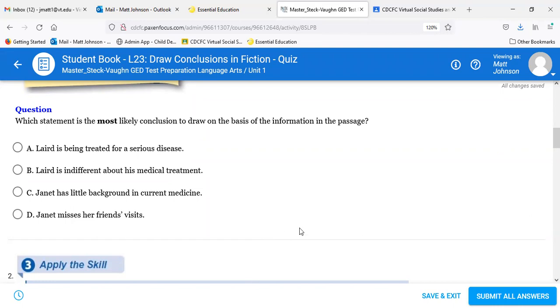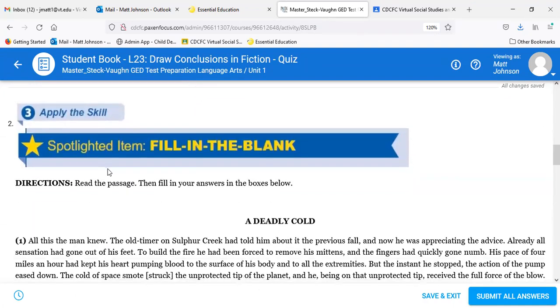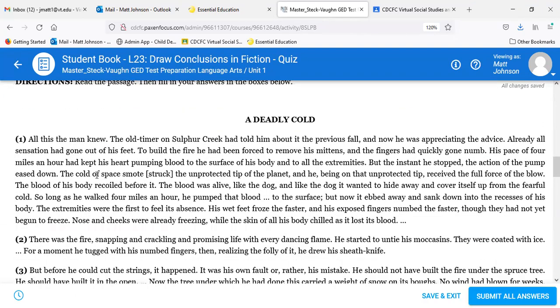And then A. Yeah, we could definitely assume, right? We can make that conclusion from what we've read that he must be treated for a serious illness. He's suffering from something. Okay, and number 2, it's going to be some fill in the blanks here. And I just want to mention here, this passage that we're going to read is, you might remember a few days ago, we read about a piece where somebody is out of their element and out in the cold. And he seems to be sort of not as concerned as he should be.